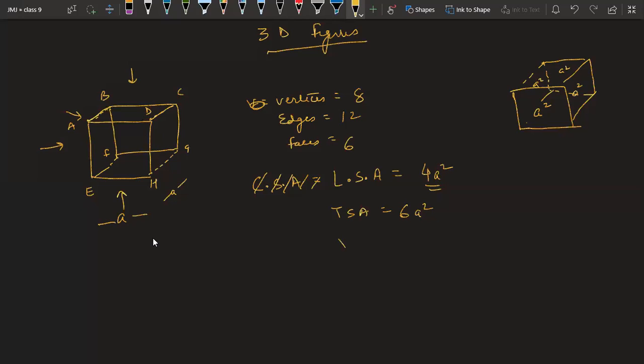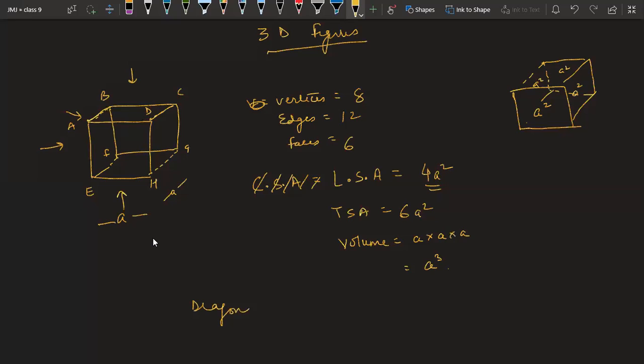Finally comes the volume of a cube. Volume is a into a into a, that is a cube is the answer. This was about a cube. Now, if a question arises, what is the length of longest rod that can be put inside a cube? You have to find the diagonal. Yes, class? Can you tell me the length of diagonal EC?